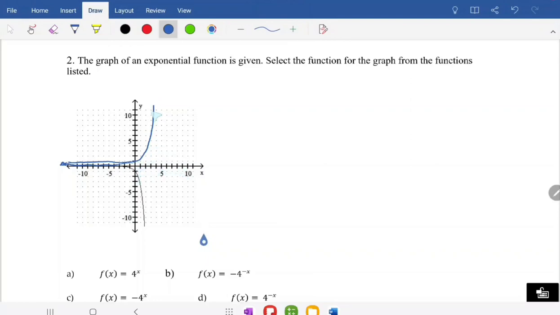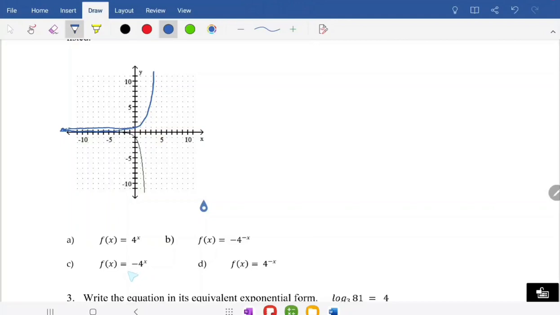It looks like the graph of the base function is reflected across the x-axis, and that happens when we replace the y values with their negative equivalent. So this is probably the base graph, 4 to the power x. If it is a reflection across the x-axis, as we see in this graph, then it would be negative 4 to the power x. That means we have negated all the y values, on the positive x-axis as well as the negative x-axis. So C is the correct choice.